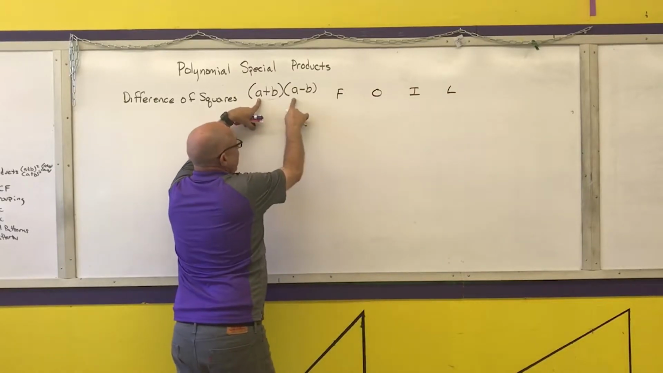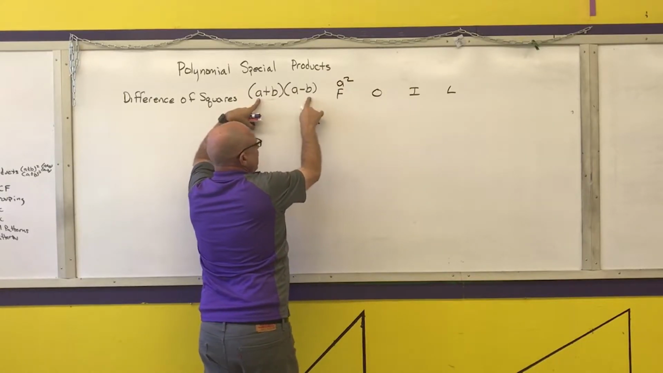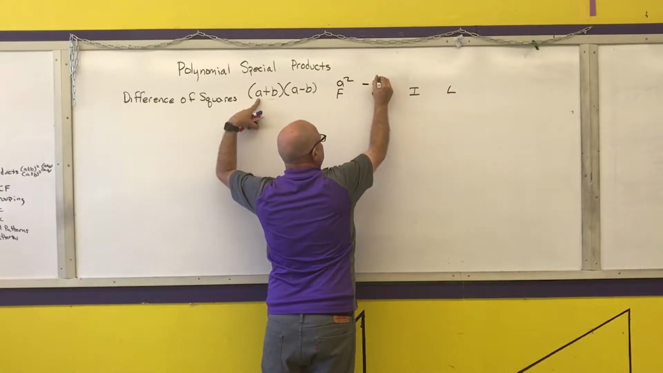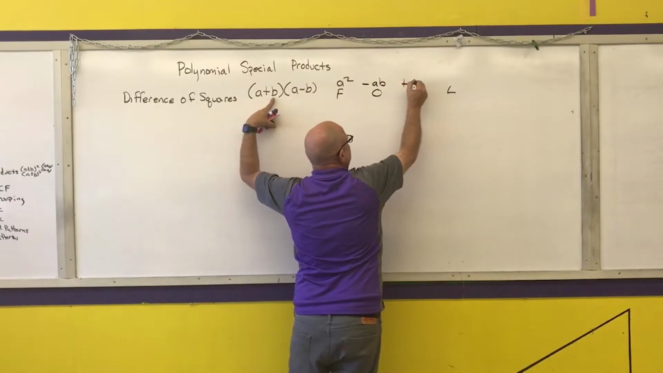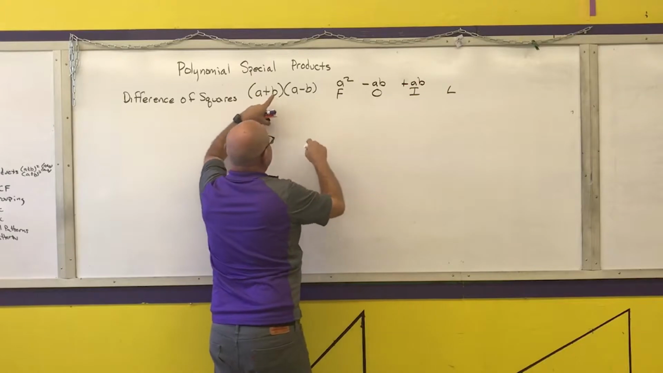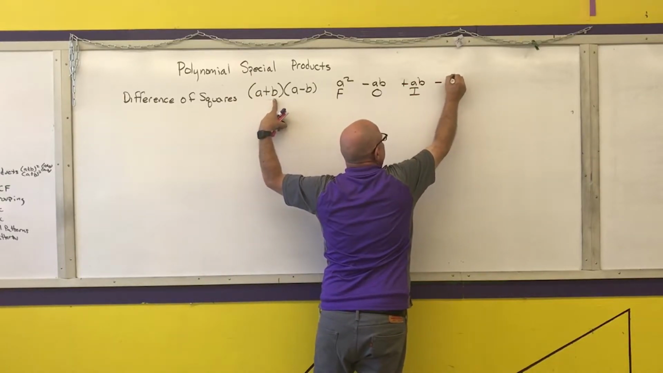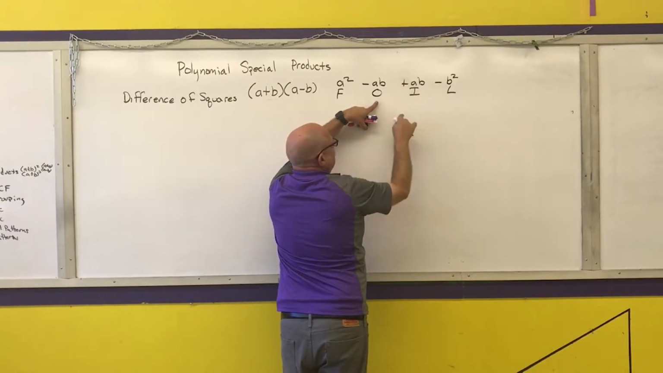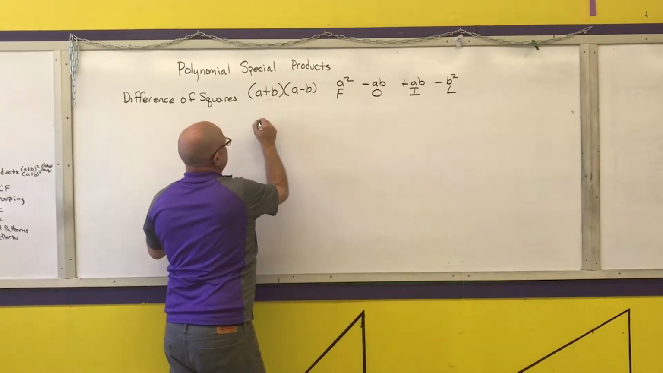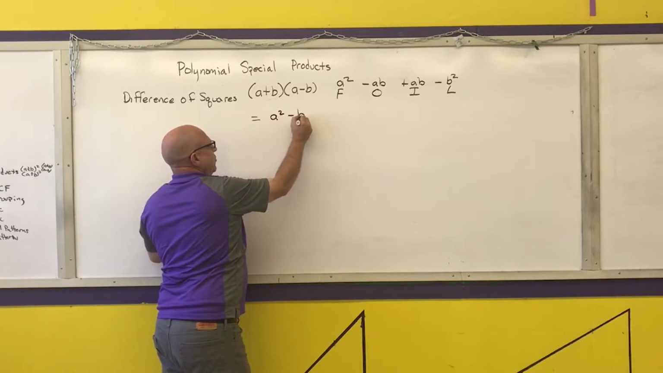I get a times a, which is a squared. Outer is a times negative b, which is negative ab. Inner is b times a, which is ab. And last is b times negative b, which is negative b squared. Combining the like terms, something minus itself is 0, so that just disappears. And I'm left with a squared minus b squared.